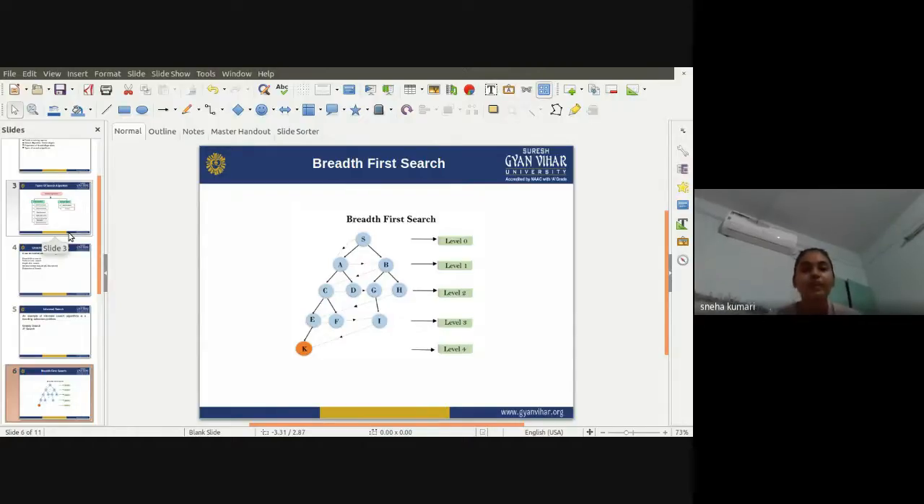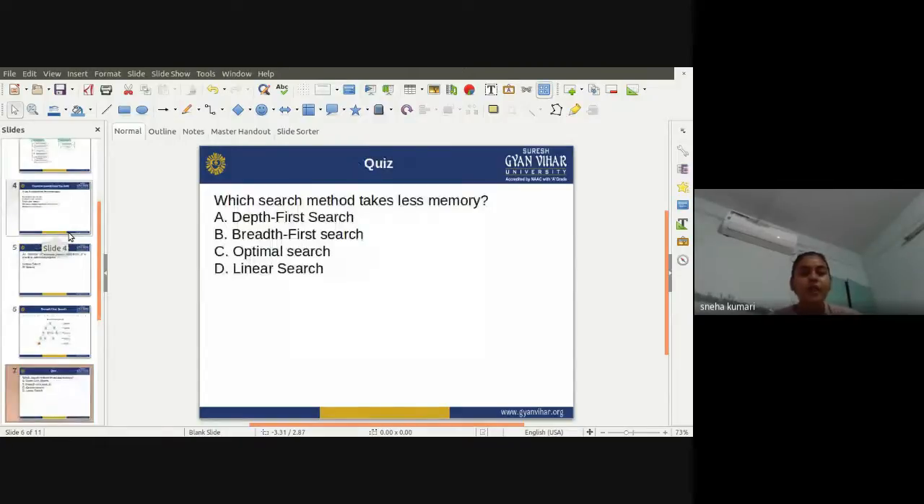So this is the technique. Now see, some homework is given to you. These quizzes are given. Just take a screenshot and find which one is the answer for each question.